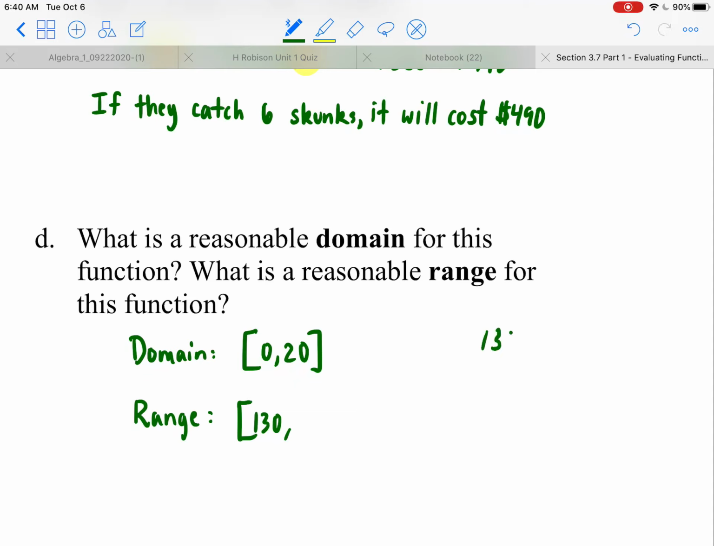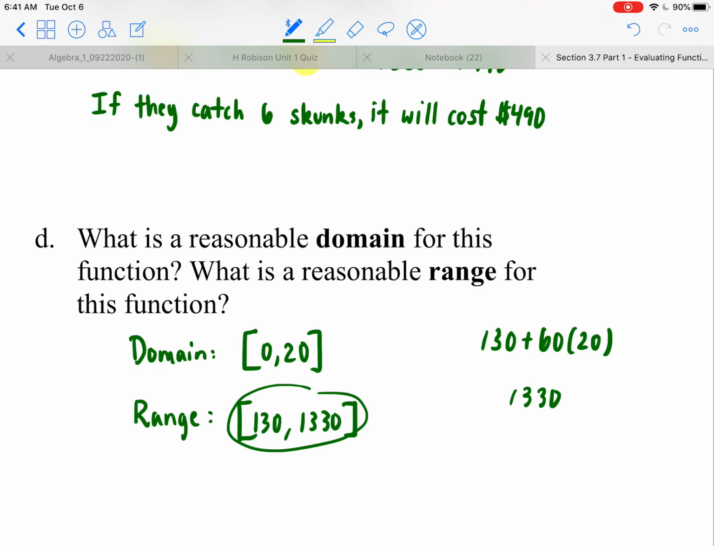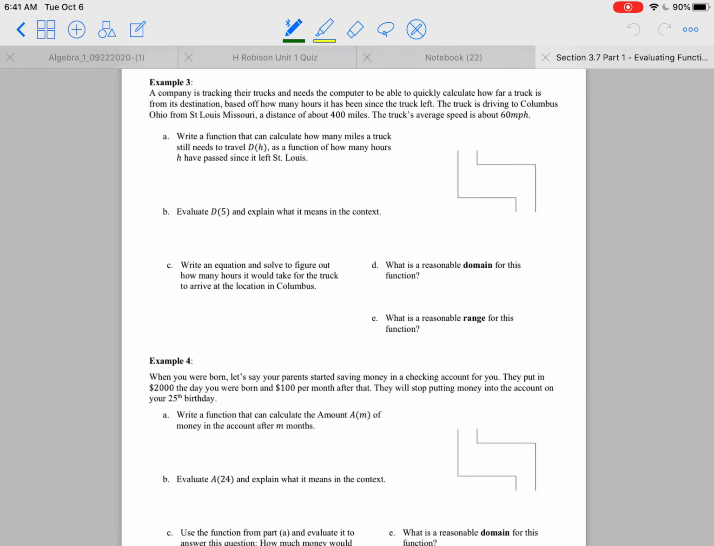All right, well, it's 130 plus 60 times x, where x is 20. So this would be 1330. So the domain would be you're going to catch somewhere between 0 to 20 skunks, and the range is that you're going to pay somewhere between $130 to $1,330. That seems reasonable. Okay? All right, let's flip over to the back here.